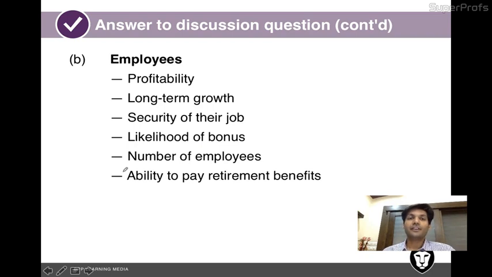Now what are the various information employees would need? Again, they would need profitability. Remember, if the company is not profitable, the company will fire the employees. Second point, yes. Will the company be able to grow in the long term? Because that is very important. If the company doesn't grow in the long term, the company may not keep you as an employee.